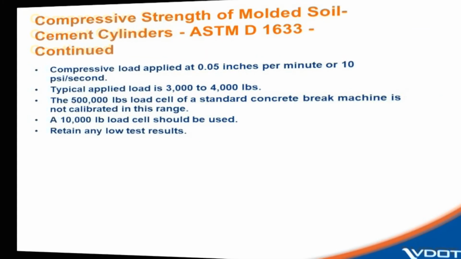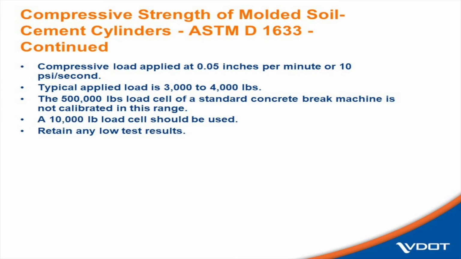Load is applied at 0.05 inches per minute. With a hand crank machine, you really can't get this load rate. It almost has to be a computerized speed control for your compressive strength machines. You're only applying about 3,000 to 4,000 pounds to that. And this is another big issue. A lot of labs, all they have is a great big concrete testing machine. It's a 500,000 pound load cell. Those things are often not calibrated below 10,000 pounds. So when you try to use a big compressor machine, your results are not very accurate. It's like driving a tack with a sledgehammer.